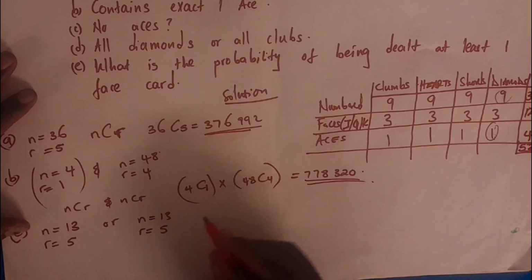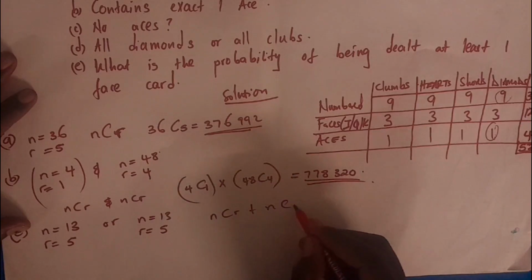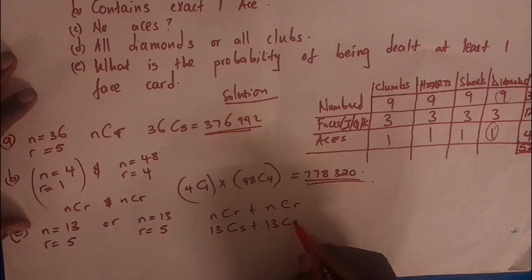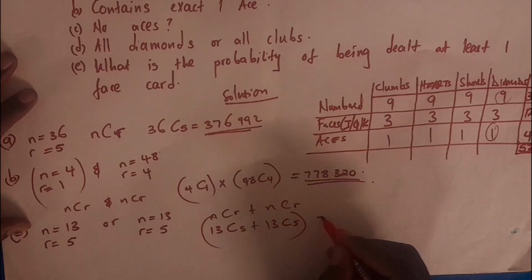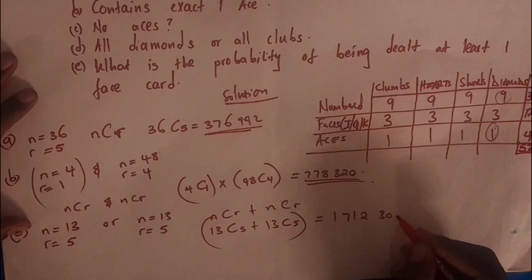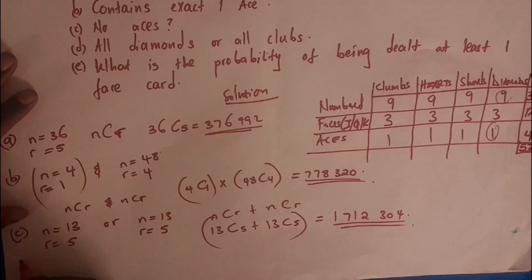And then you're also choosing the same 5 cards. So meaning to say, we're going to say nCr plus nCr, which is 13 choose 5 plus 13 choose 5. And our answer is equal to 1,412,304. So this is how we find these ways.